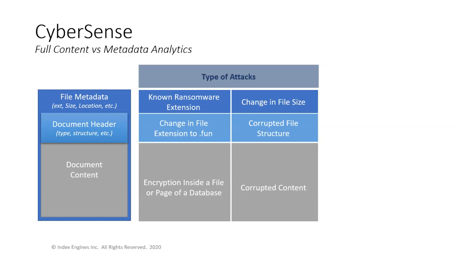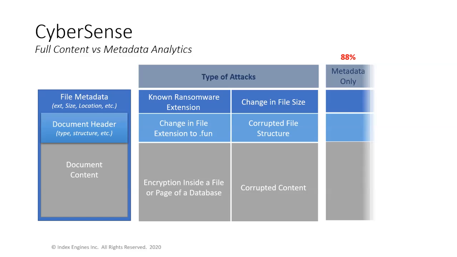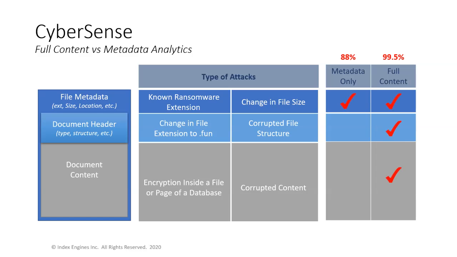And then deeper down, looking at types of attack that are based on content. So encrypting inside a file or a page of a database. So encrypting a page of a database is a deep type of attack, or corrupting the content. So if you're using metadata only tools, you're really going to see just the high level types of attacks. CyberSense uses full content analytics, which is 99.5% effective, looking much deeper than just the metadata, going into the deep content-based types of attacks. So a high-level view of how content-based analytics are critical here, because right now with metadata only, you're looking at about 88%.